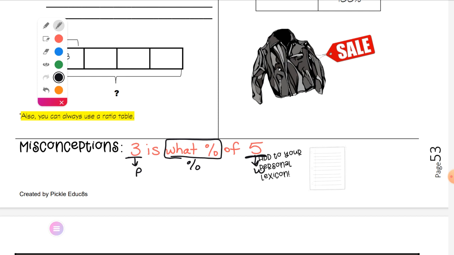If I have a part and a whole, can I change a part and a whole into a fraction or a decimal? Yes. Which one? The fraction. What is a fraction? It's a part of a whole. A fraction is part over whole. If you have a part over whole, it's giving you the fraction. The part is 3, the whole is 5.